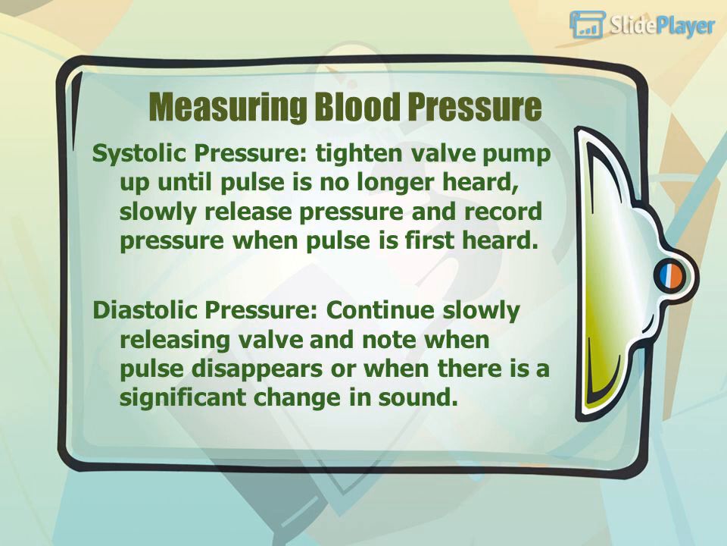Measuring blood pressure. Systolic pressure: tighten the valve, pump up until the pulse is no longer heard, slowly release pressure and record the pressure when the pulse is first heard. Diastolic pressure: continue slowly releasing the valve and note when the pulse disappears or when there is a significant change in sound.